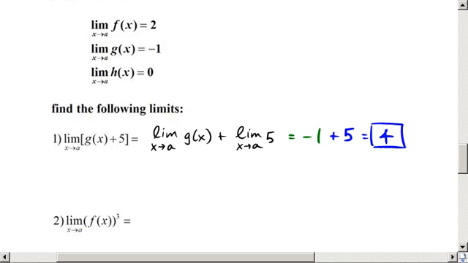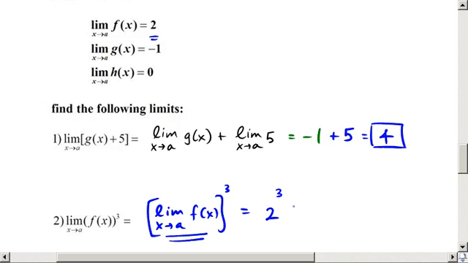Okay, on the next one, we have the limit as x approaches a of f of x cubed, which we can rewrite as the limit as x approaches a of f of x, the entire thing cubed. Now we know that this much right here is equal to 2, so this is equal to 2 cubed, or 8.